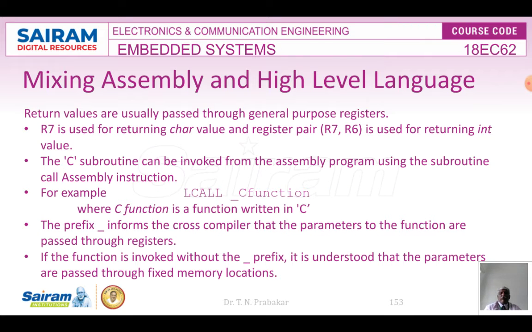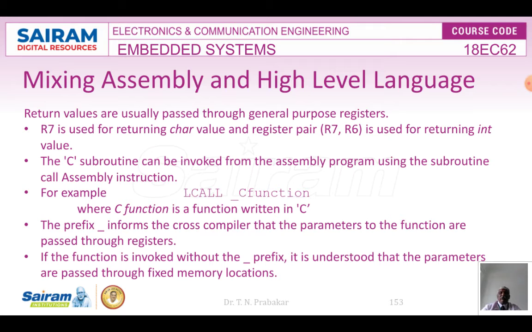And what about the return values? Once some program has been executed, now the C program should return some value. So R7 is used for returning the character value, or R7, R6 will be used for returning the integer value. And the C subroutine can be invoked from the assembly level language program using functions like LCALL _C_function, right? The C function is actually the program that is written in C language. And the prefix underscore informs the cross compiler that the parameters to the function are passed through the registers, right? So if you start with an underscore, that shows the parameters are passed through the registers.